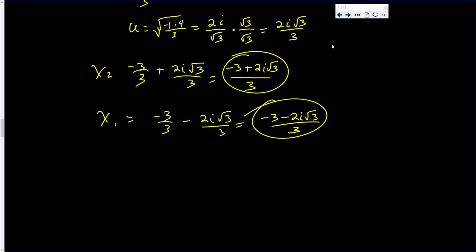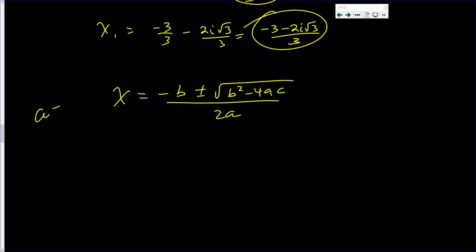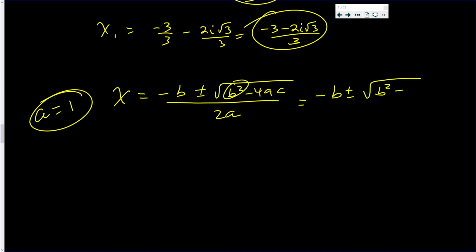Now, the last thing I like to show is, is this equivalent to the quadratic formula? Well, we know that the quadratic formula is negative b plus or minus the square root of b squared minus 4ac over 2a. But in our problems, a is always 1. So it's negative b plus or minus the square root of b squared minus 4c, because 4 times 1 times c is 4c, over 2 times 1, which is 2.